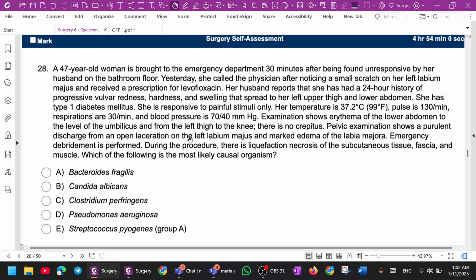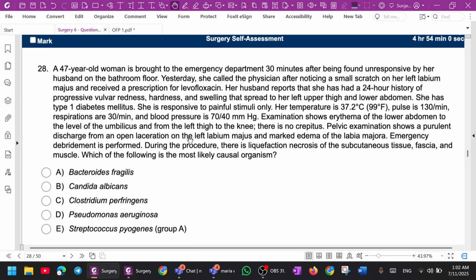She is unresponsive to painful stimuli only. Her temperature is 37.2, pulse 130 per minute, respiration 30 per minute, blood pressure 70 by 40. Examination shows erythema of the lower abdomen to the level of the umbilicus and from the left thigh to the knee.